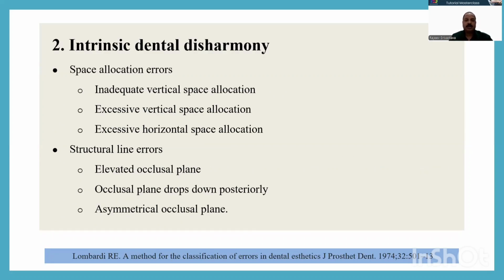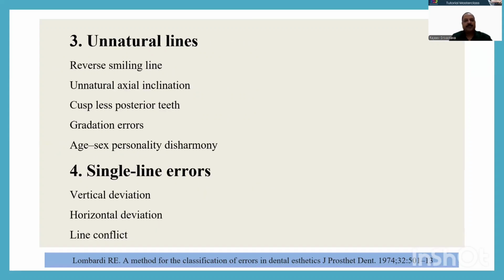Then intrinsic dental disharmony, that is space allocation error: inadequate vertical space allocation, excessive vertical space allocation, excessive horizontal space allocation, and structural line error like elevated occlusal plane, occlusal plane dropping down posteriorly, asymmetrical occlusal plane. So these all things are mentioned in this category. Then unnatural line, the third part of this classification: reverse smile line, unnatural axial inclination, cuspless posterior teeth, gradation errors, age, sex, personality disharmony. All these things we will discuss one by one in detail.